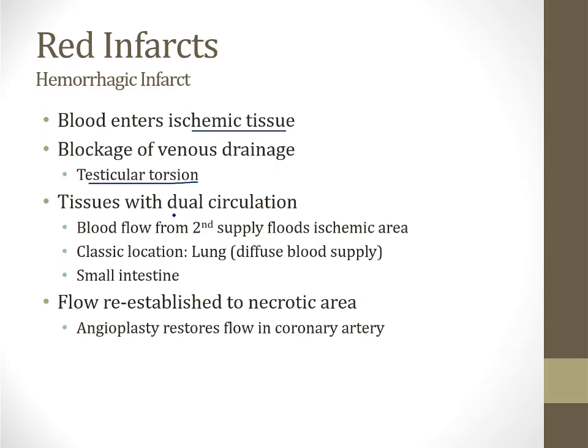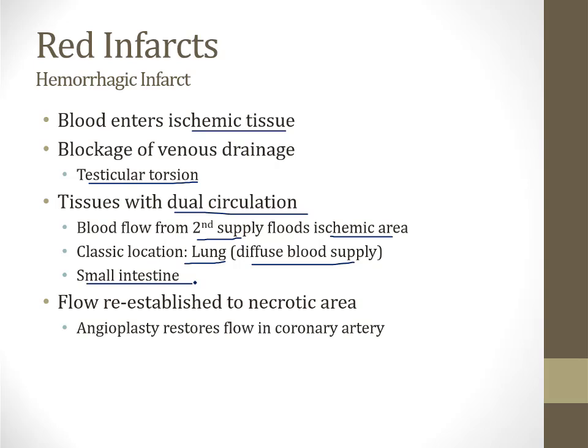Second way this can occur is if there's infarction in a tissue with a dual blood supply. So when this happens, blood flows from a second vessel and floods the ischemic area. It's not enough blood flow to overcome the ischemia or to rescue the tissue that is undergoing ischemic necrosis. However, it is enough blood flow to give that area of tissue a red color. And the classic location for this is in the lungs. The lungs have a very diffuse blood supply. So if there's an infarction to an area of the lung, blood will seep in from neighboring areas and give that infarction a red color, very different from the white color we saw when we talked about white infarcts. You can also see this in the small intestine where there is a dual blood supply there as well.